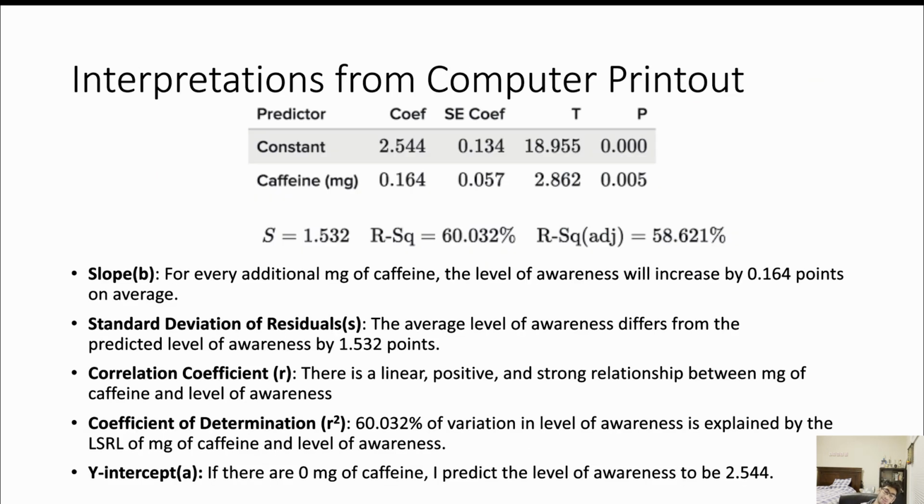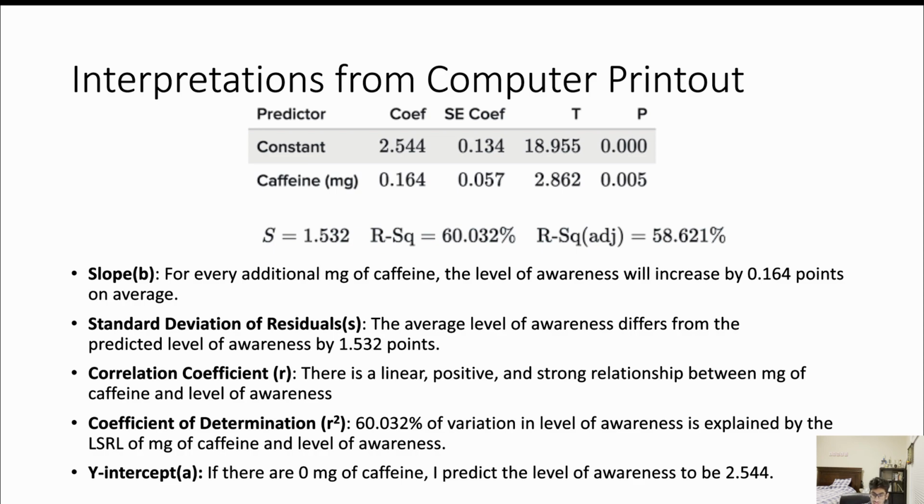All right, now here we have all these interpretations that we need to do. All right, slope. For every additional milligram of caffeine, the level of awareness will increase by 0.164 points on average. Make sure to have additional and on average in your statement. Interpret S, which is the standard deviation of residuals. Residual is y minus predicted y. So the average level of awareness differs from the predicted level of awareness by 1.532. So it's basically the average y differs from the predicted y by whatever S is.